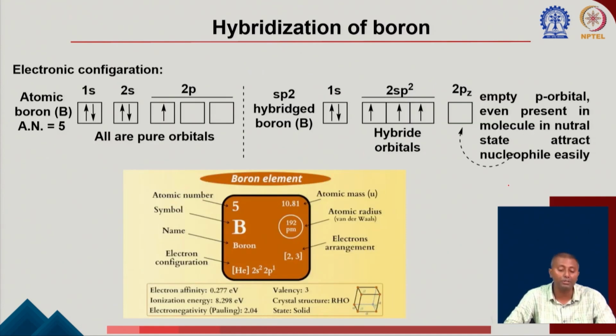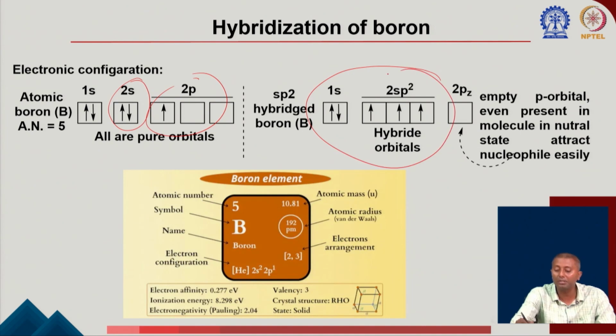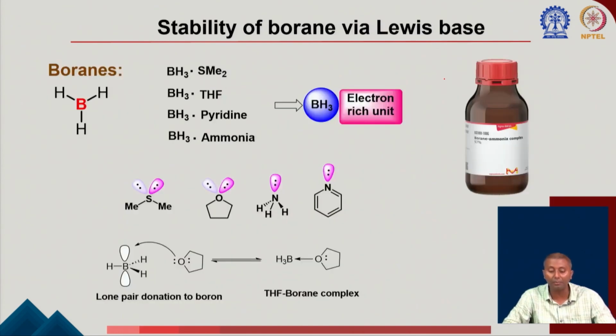To answer this question, you have to go to the hybridization of boron. If you see the electron configuration of boron, it has 1s, 2s, 2p. I think you are very familiar with that. But once it forms the sp2 hybridization, now you have these 3 sp2 orbitals. So the 2s and 2p combine to give sp2, and there will be 1 p orbital which remains empty. That's why boron can be thought of as similar to a carbocation. We're going to come back to that discussion in a minute.